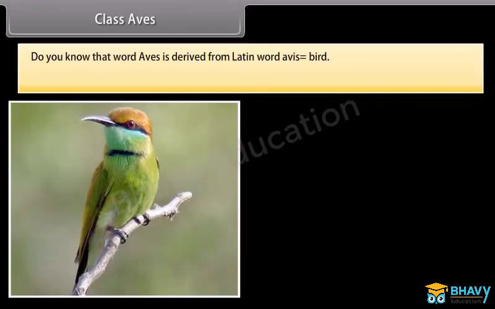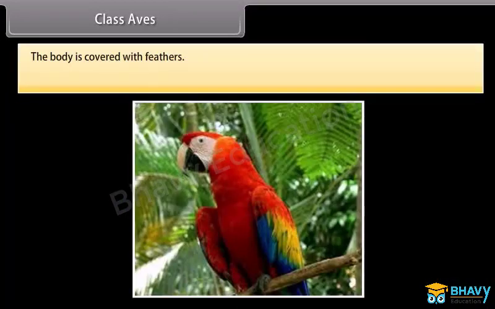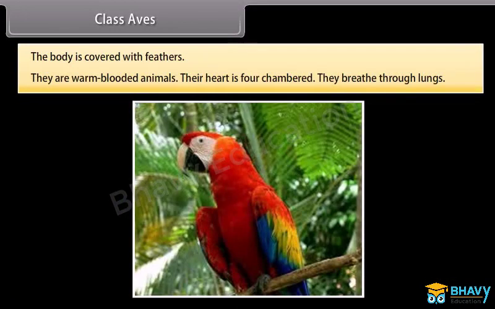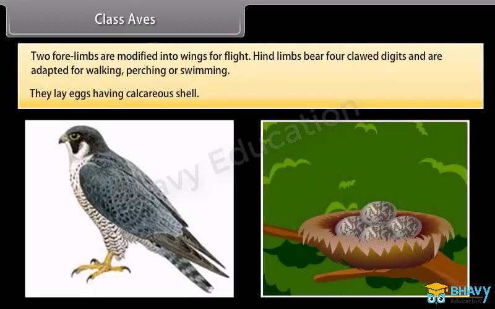Class Aves. Do you know that the word Aves is derived from the Latin word avis, which means bird? Their body is spindle or boat-shaped, which is divisible into head, neck, trunk, and tail. The body is covered with feathers. They are warm-blooded animals. Their heart is four-chambered. They breathe through lungs. Two forelimbs are modified into wings for flight. Hind limbs bear four clawed digits and are adapted for walking, perching, or swimming. They lay eggs having a calcareous shell.